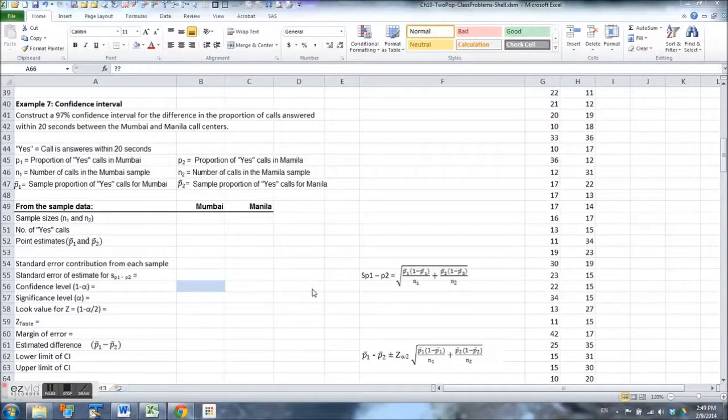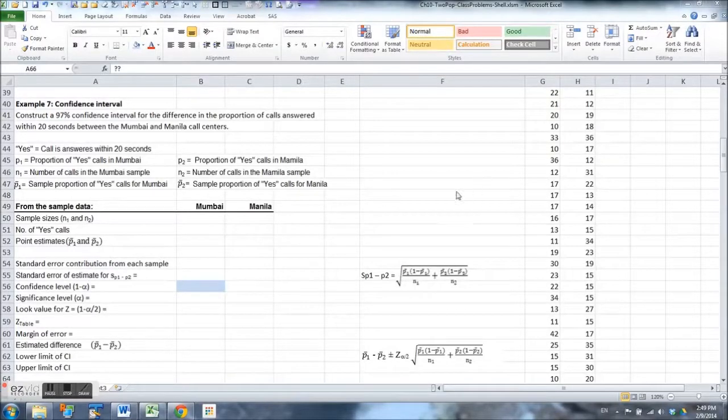This is the last problem from chapter 10. It is for the confidence interval of two population proportions. And the parameter of interest is the difference in the two population proportions, P sub 1 minus P sub 2. We are looking at the same example as in the hypothesis testing case.